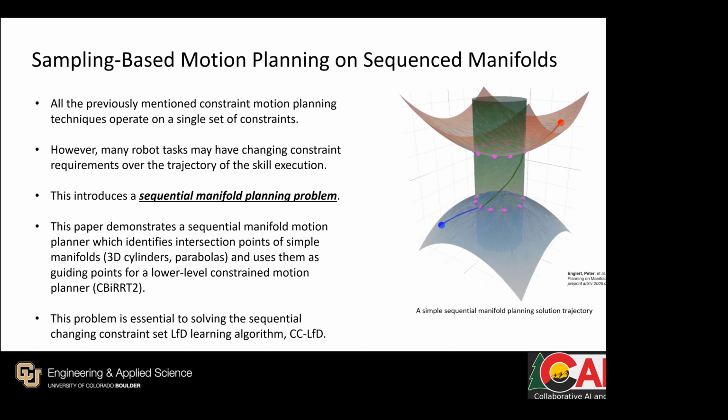And in Peter Englund's work, sampling-based motion planning on manifold sequences, a simplified version of this problem is solved first by identifying the intersection of simple manifolds, in this case, parabolas and cylinders, and then using the aforementioned constrained motion planning techniques to essentially create sort of like a piecemeal or sequential trajectory where you're adhering to one set of constraints, then a different set, and then another set. And this problem here is really essential to solving the sequential changing constraint set learning from demonstration algorithm that I developed called CCAIRO.